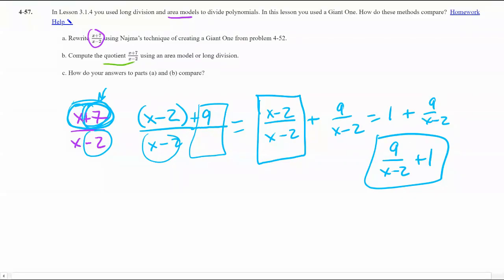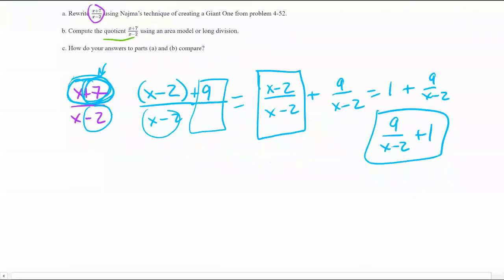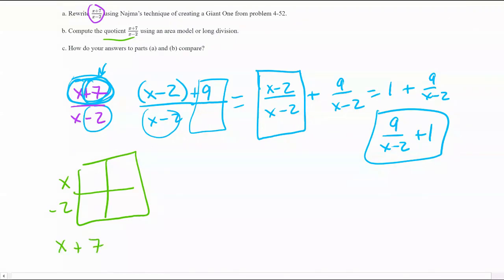So let's do it with division and see how they compare, which is C. I'm going to use the box method here. I'm looking for what I need to multiply by x minus 2 to get to x plus 7. I put the first term in the first box. This has to multiply times this to get the box, which is just going to be 1. Then 1 times negative 2 is negative 2. And these corner boxes have to add to 7, which is where I get 9, and that is my remainder.